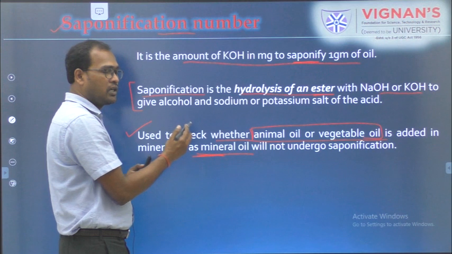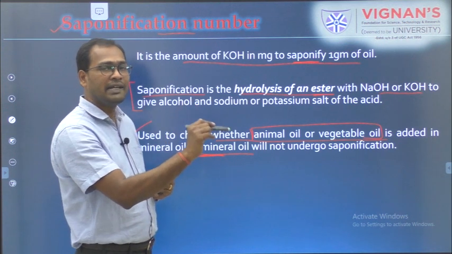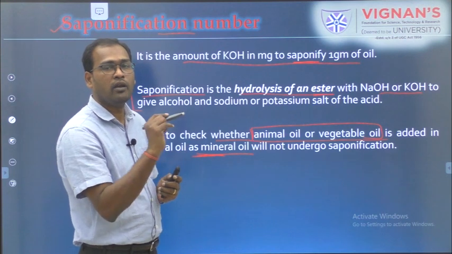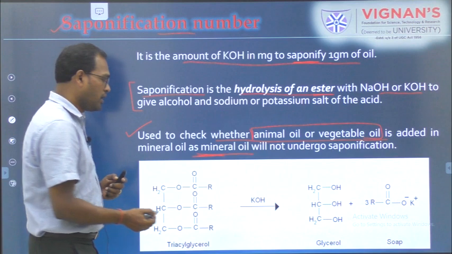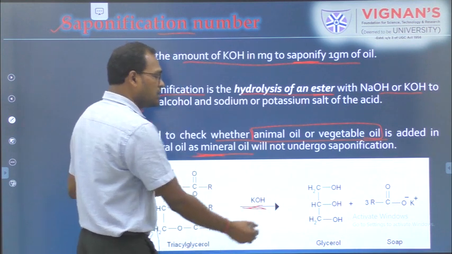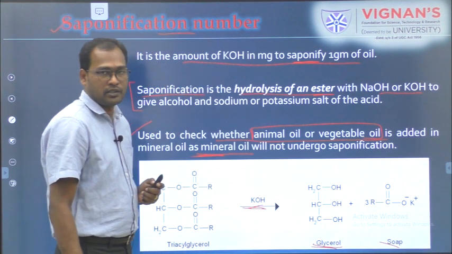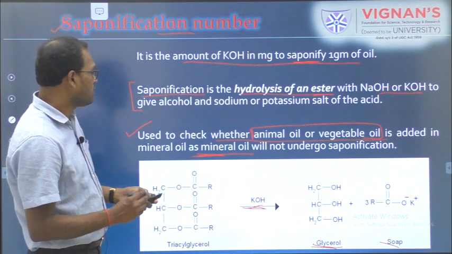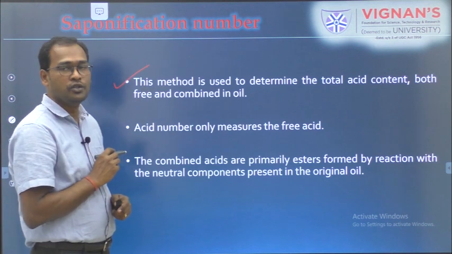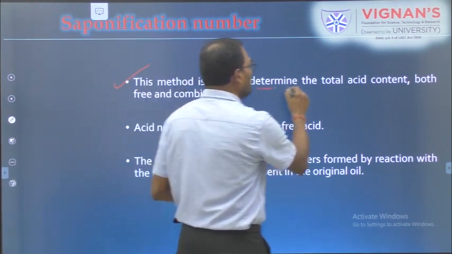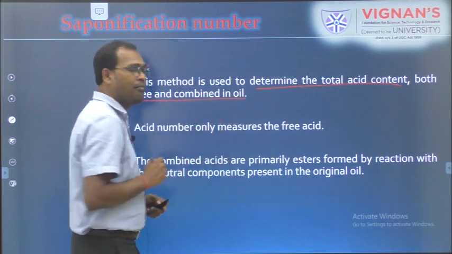This saponification number is used to check whether the mineral oil is contaminated with either animal oil or vegetable oil. This is your triglyceride, and in presence of KOH, it starts breaking into alcohol and long chain fatty acids. This is the equation for that. The method is used, as I said, to determine the total acid content, which is both free and combined in the oil.